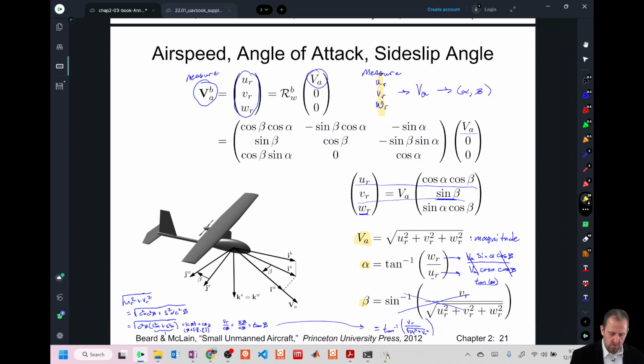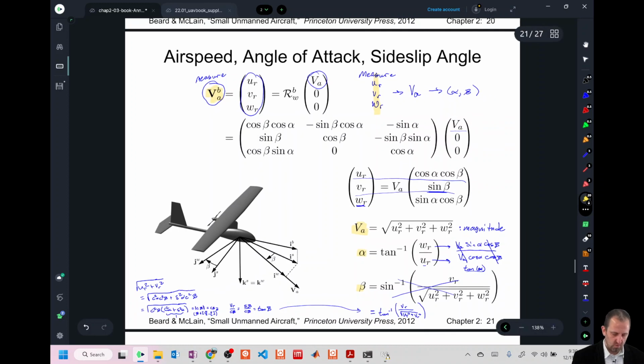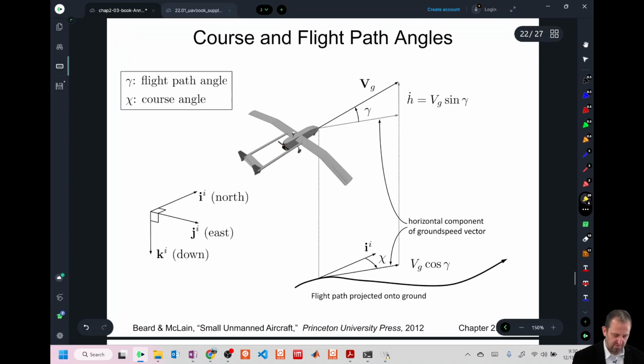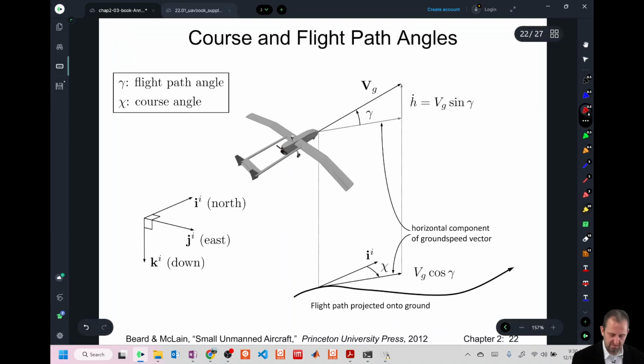Excellent. So this is all for the vector, our relative airspeed vector, the relative wind vector V sub A. We can measure it, and then we can obtain those angles directly from that measurement. We can do a similar thing now for V sub G. So again, we're going to define two angles. So here's our V sub G, right? V sub G is then used to define what are called the course and the flight path angle.